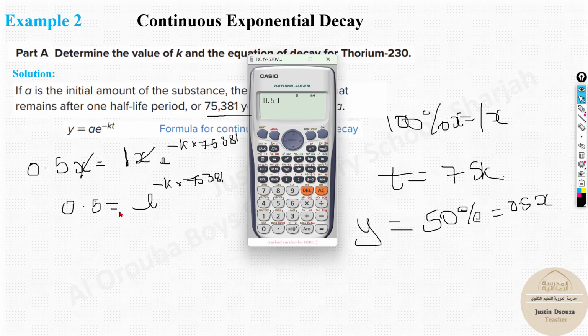You can take the natural logarithm on both sides and solve. We have done it already, but now I'll just do it in the calculator. Shift E, minus K, which is an unknown value, multiplied with 75,381.